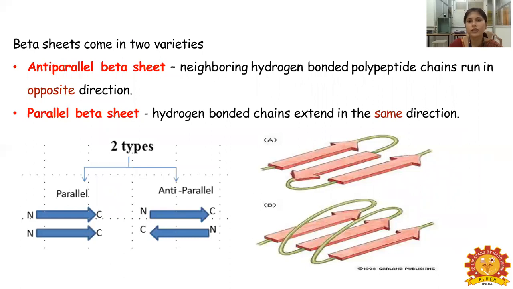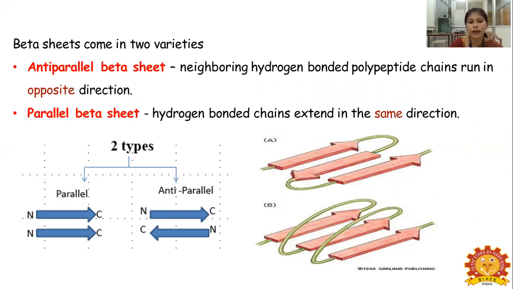The first is the anti-parallel beta sheet, where the neighboring hydrogen-bonded polypeptide chains are in opposite directions. And the other is the parallel beta sheet, where the hydrogen-bonded chains extend in the same direction. So in the parallel case, the N terminals of both chains will be on the same side and the C terminals will be on the opposite side.